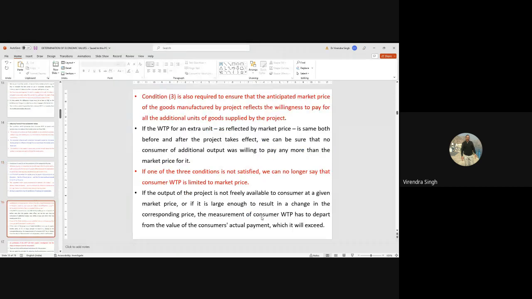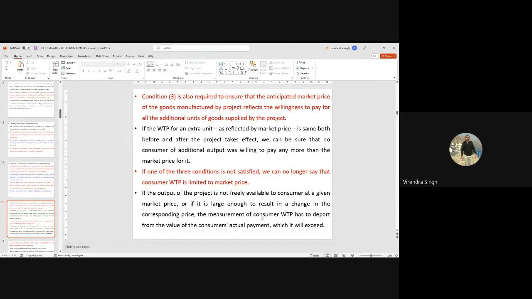Condition 3 is also required to ensure that the anticipated market price of the goods manufactured by the project reflects the willingness to pay for all additional units of goods supplied by the project. If the willingness to pay for an extra unit is the same both before and after the project takes effect, we can be sure that no consumer of additional output was willing to pay any more than the market price for it.